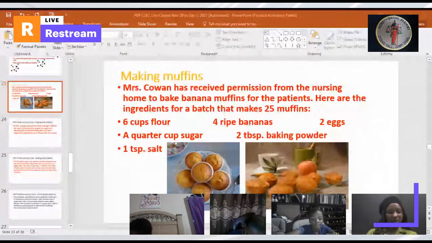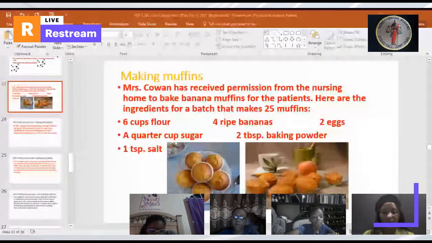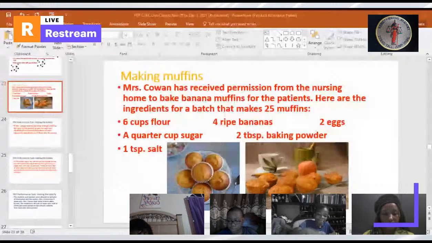Madison is saying 3 times all the ingredients. Why, Madison? And Jordan is saying she would make 3 batches of muffins. Why, Jordan? Antoine is speaking. Okay, Antoine, go ahead. 25 multiplied by 3 will give you 75, miss. And how I got it is by adding 25 three times, getting my answer.